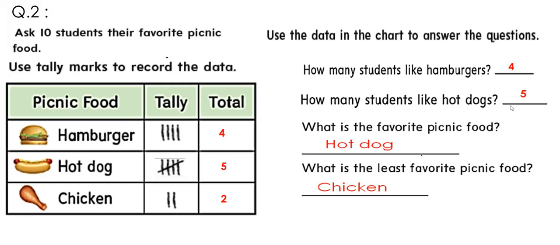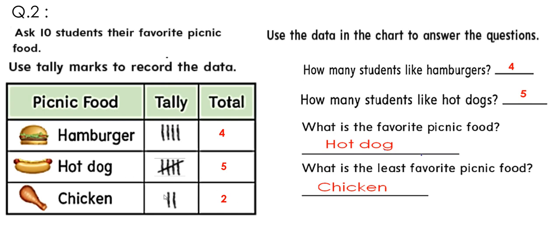Let's see this next question. Ask 10 students their favorite picnic food. Use tally marks to record your data. Now, there are 3 types of picnic food in the survey: hamburger, hot dog, and chicken. And here are the votes. This is how many people took the survey. So 4 people said that they prefer hamburger, 5 people said hot dog, and 2 people said chicken.